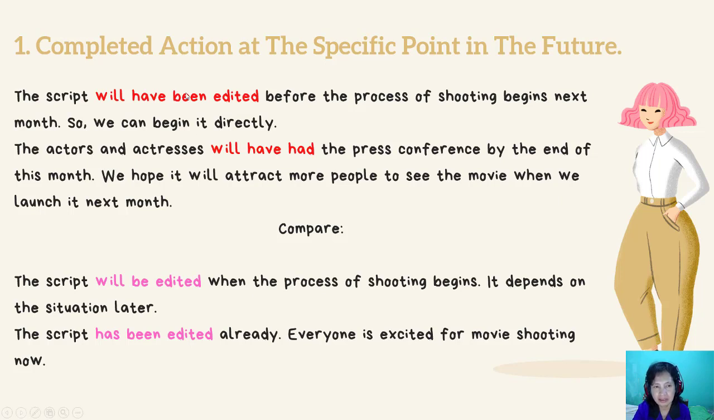But in this sentence, the action of editing is completed. Again, try to compare with this. The script has been edited already. There is no time expression here. It means that this is simple present perfect. The time is now. Everyone is excited for movie shooting now. This is the result. It's now.